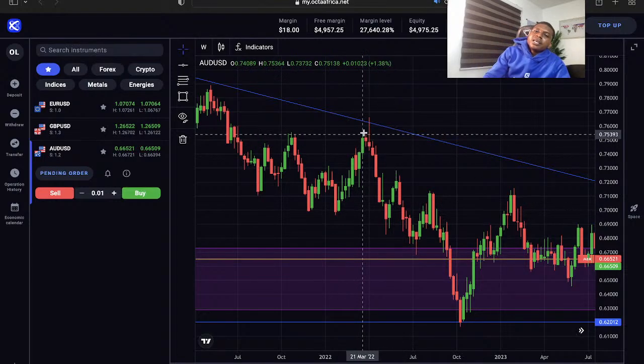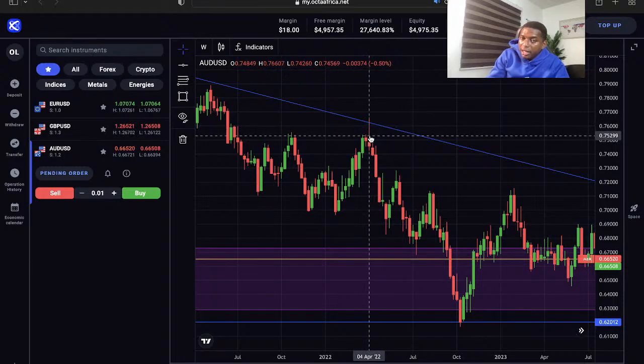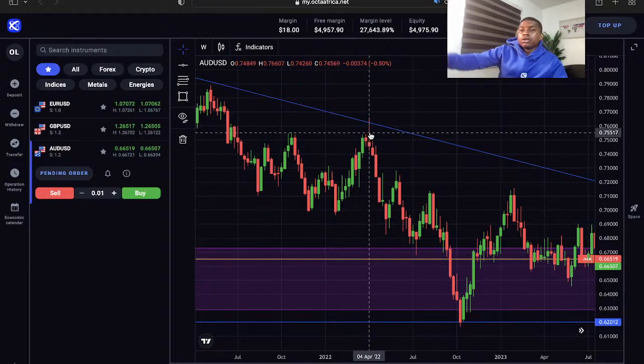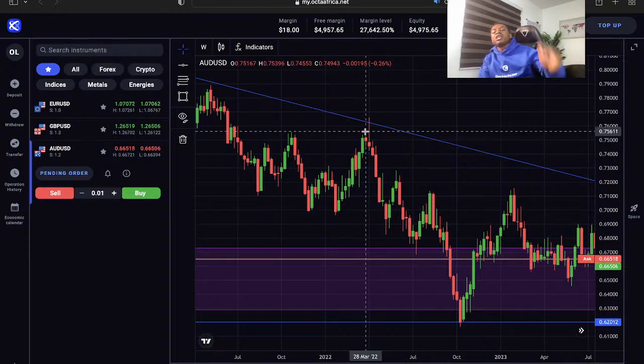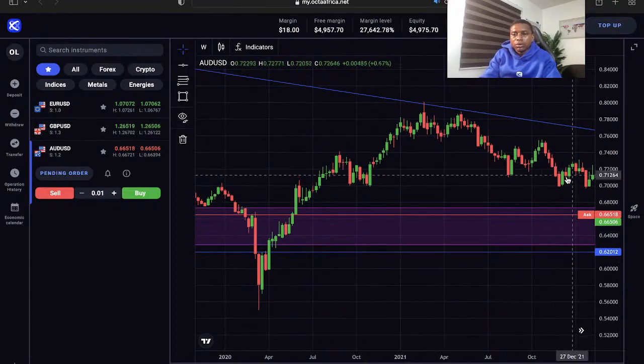So when you see a doji or a bearish pin bar at a supply zone, at a resistance zone, then you want to sell. If you see a doji or a bullish pin bar at a support zone, then you want to buy. So those are very important things to look at.